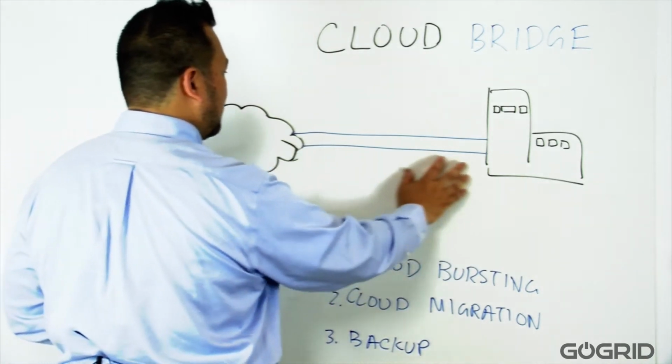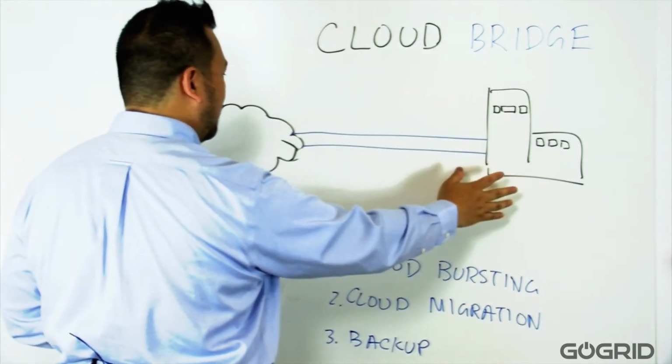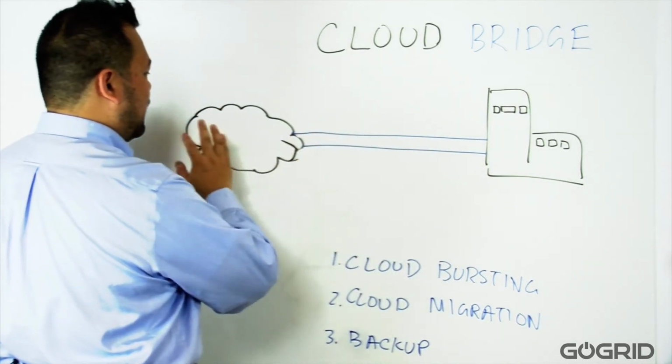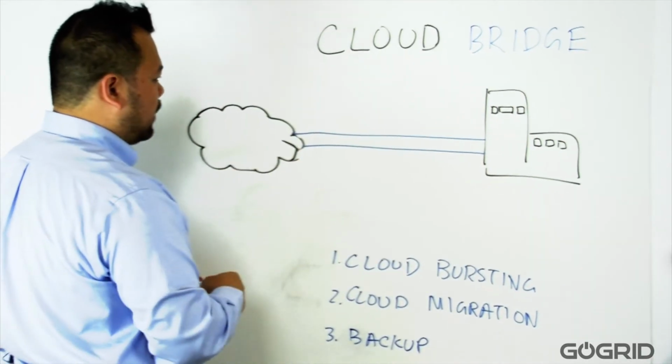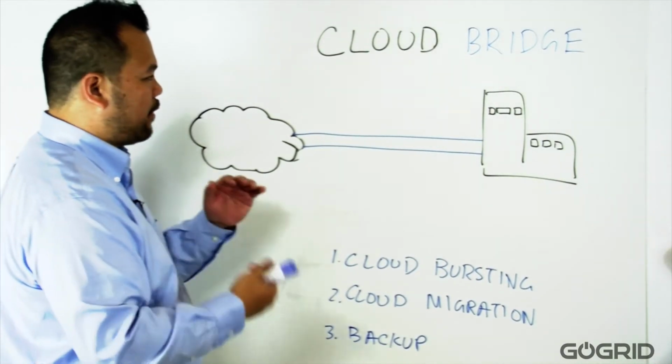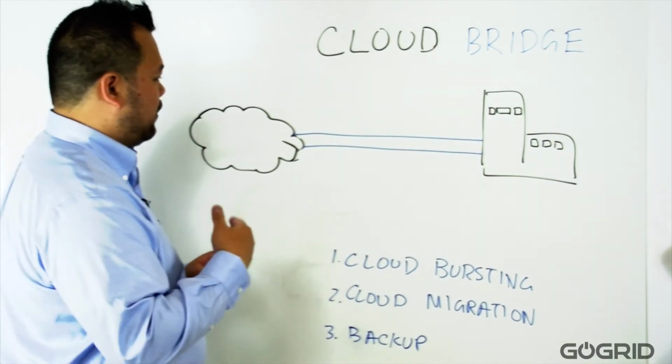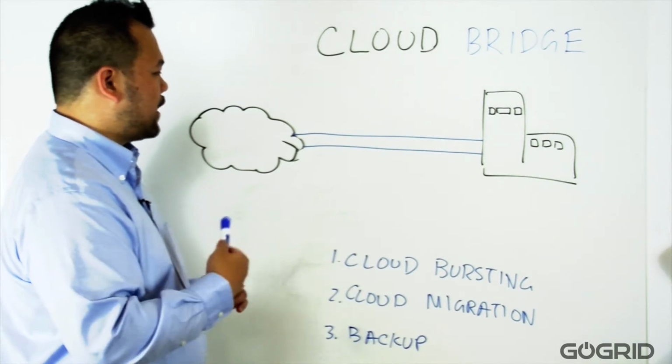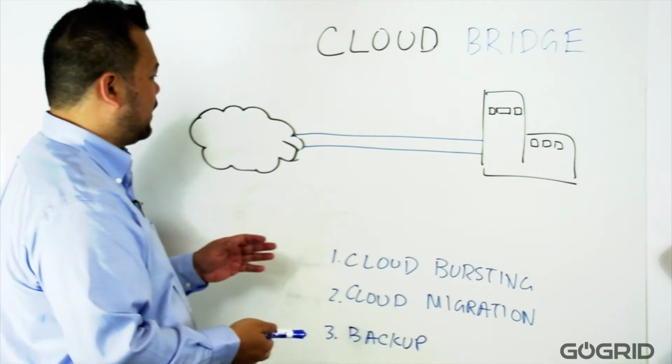Once you have carrier connectivity, you can go from wherever you are into Cloud Bridge and connect straight to the GoGrid cloud. Another option is if you're at one of our partner data centers like Equinix, you can have equipment that's sitting in a rack, and all you have to do is get a cross connect, tie it to Cloud Bridge, and then you have that connectivity to the cloud.